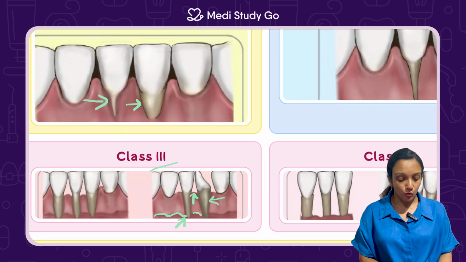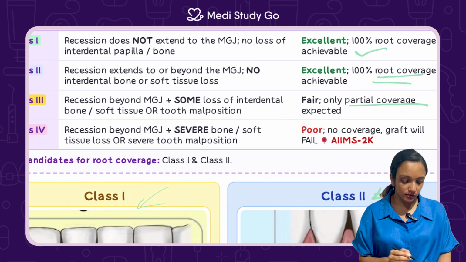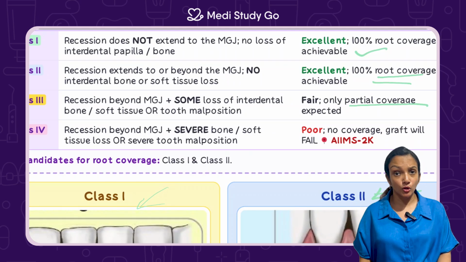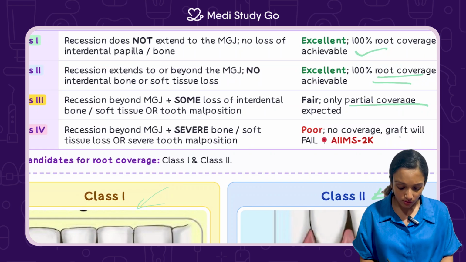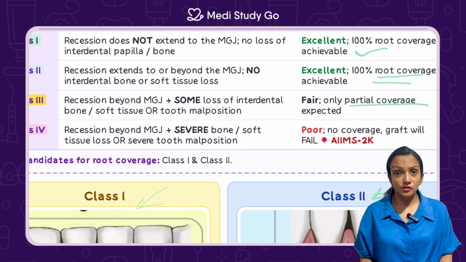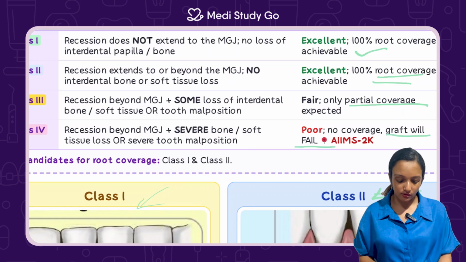Now coming to class 4. So in class 4, again recession extends beyond the mucogingival junction. There is severe bone and soft tissue loss or severe tooth malposition. So here the outcome of any root coverage procedures would be very poor. The graft will fail.